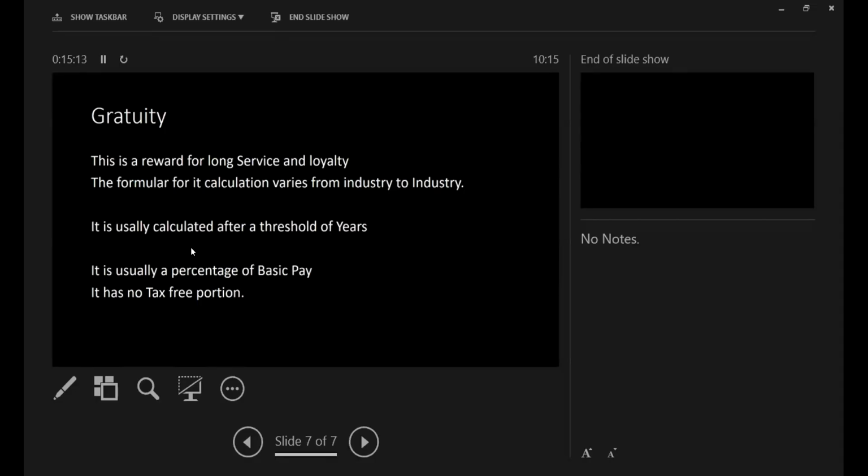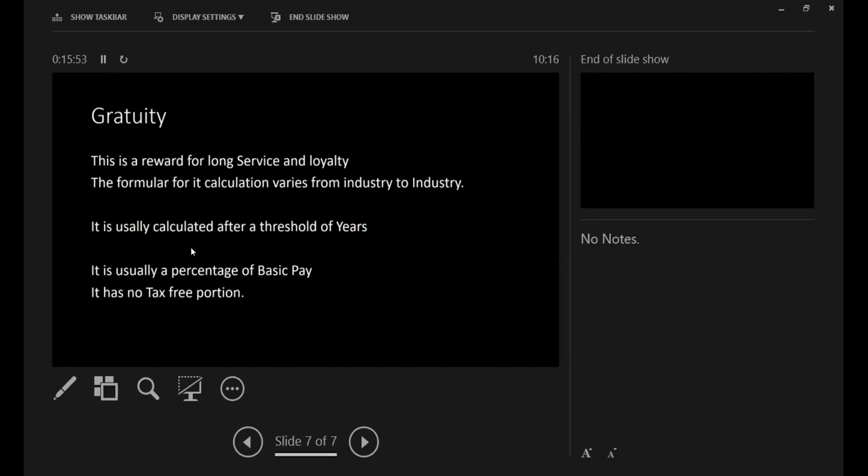And so for a specific calculation, you need to consult and check with your collective bargaining agreement. However, it is usually calculated after a threshold of years. That also varies from industry to industry. Some industries start paying out a long service award or a gratuity after somebody has completed 3 years of service. Some start at 5 years. I know of other industries, I think it must be printing, which is very painful, because it starts at 10 years. So you only start getting rewarded for long service after 10 years of work.